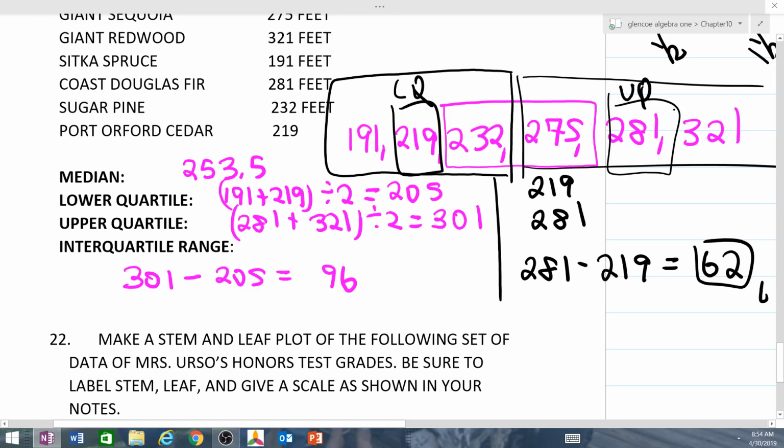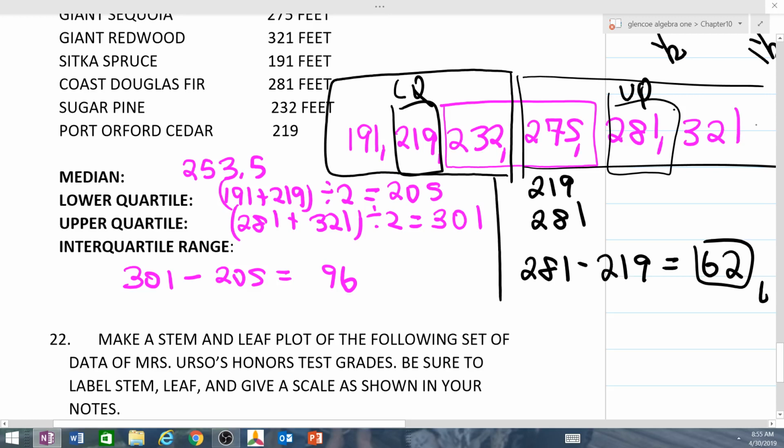Which one is right? Okay, they're both right. They are both correct. It depends upon which math author you read. Some math authors are going to teach it the way that I taught it. Meaning if there are two middle numbers, then you do not include either of them with the lower half and the upper half of your data.